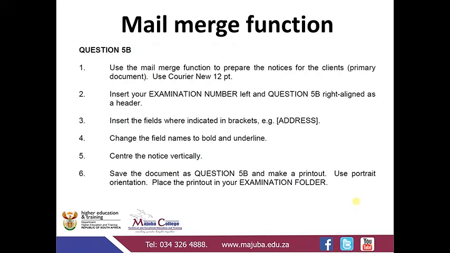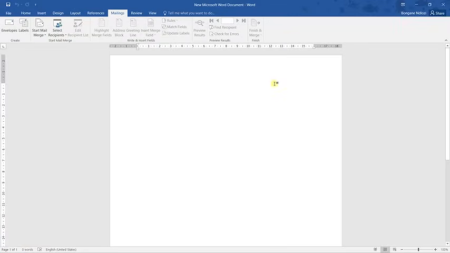For us to be able to do this, we are going to be looking at a question paper, the November question paper for 2016. This is a continuation of question 5A. So in question 5B, the first instruction says we must use a mail merge function to prepare the notices for the clients, using the primary document, and we must use the font Courier New with font size 12.